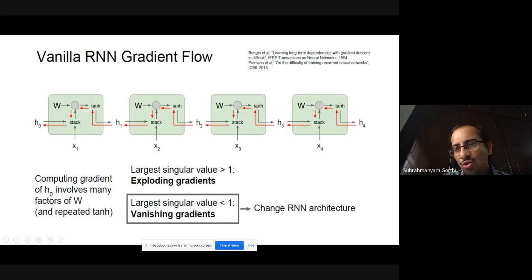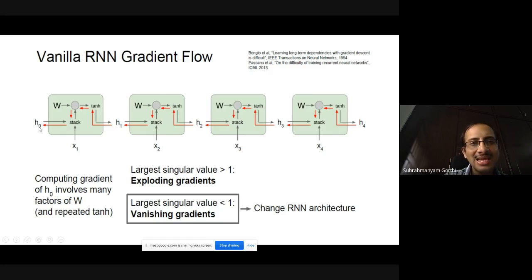From h4 to h3, if I do back propagation, what I will get is one W transpose here. Again h3 to h2, another W transpose here. h2 to h1, another back propagation, W transpose here. Now if I want to do back propagation from h4 to h0, how many W transposes will get multiplied in the expression that relates dou h4 by dou h0?